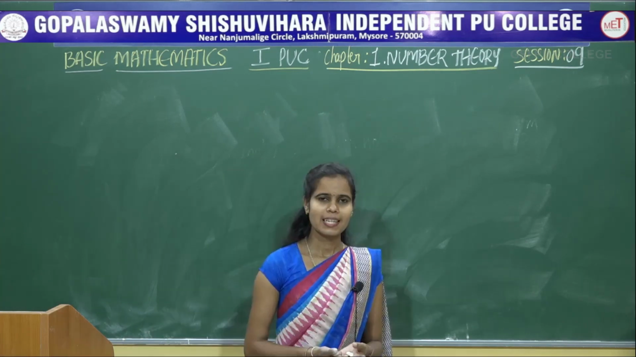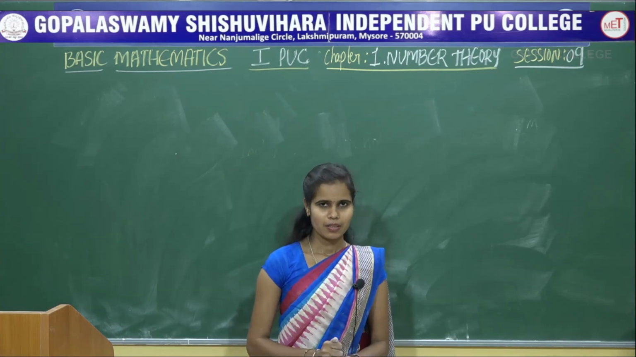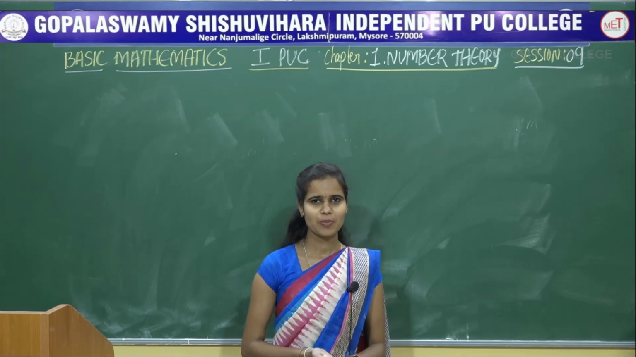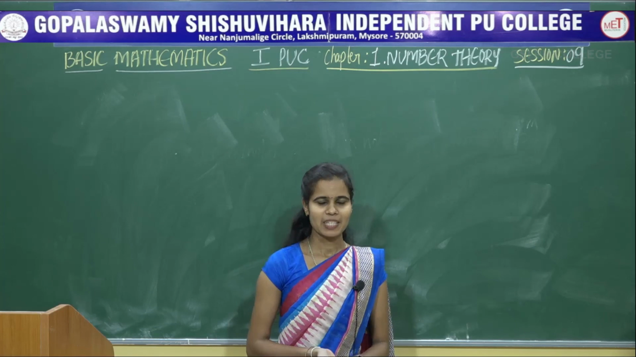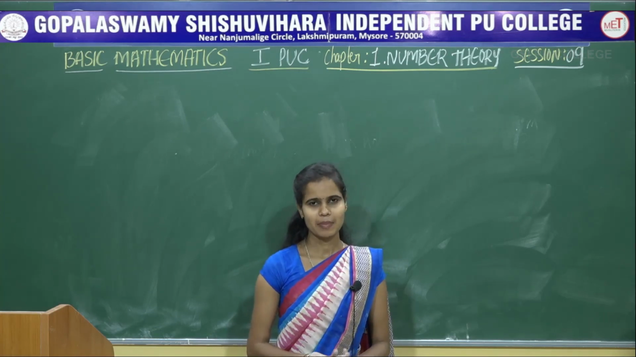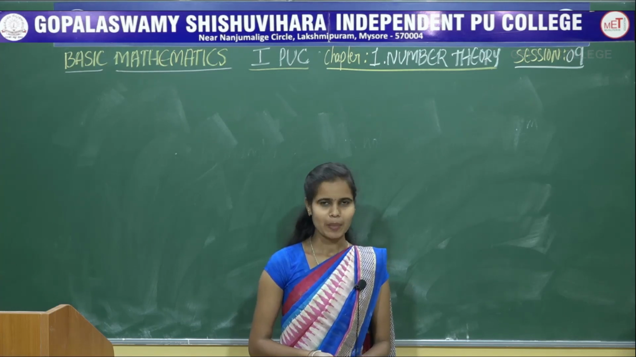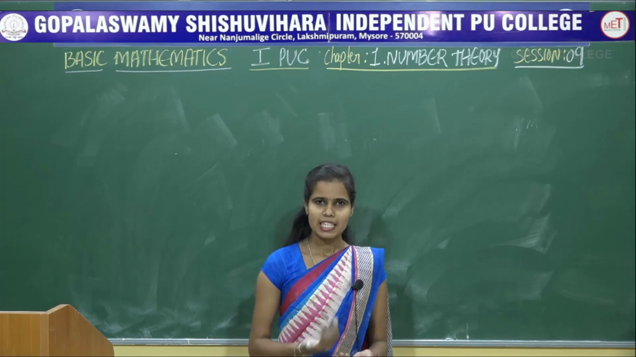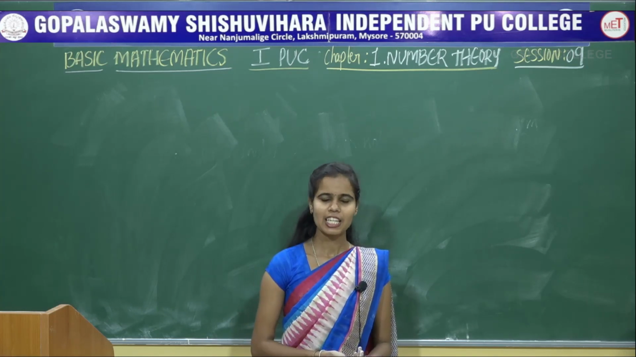Okay. In this class, we learnt about rational numbers, terminating decimal expansion, non-terminating decimal expansion or recurring decimal expansion, and also mixed recurring decimal expansion, and some problems. In the next class, we are going to discuss the next number system, that is irrational numbers.